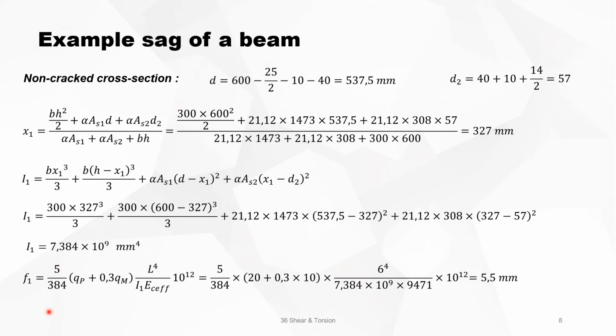The sag can then be calculated by the simple elastic formula of 5 divided by 384 times the load L to the power 4 divided by AE. And AE is the stiffness of the non-cracked section, because we are calculating here F1, the sag of the non-cracked section, and it is 5.5 millimeters.